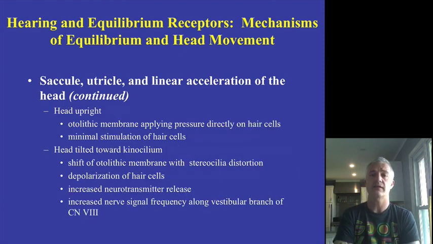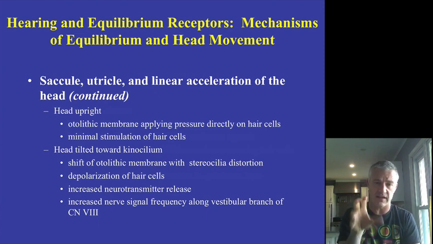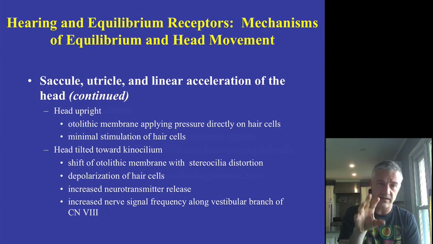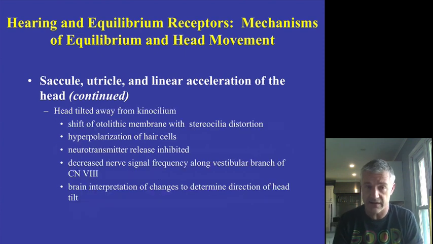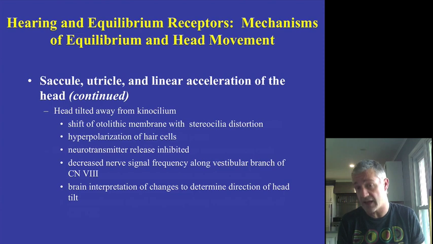When your head is upright, you're getting equal pressure and minimal stimulation. You're going to get a standard frequency of impulses being sent back to the brain. When you tilt your head and those stereocilia move towards that kinocilium, it leads to a depolarization of these hair cells and an increased nerve frequency. If your head tilts in the opposite direction, it moves them further apart, and you get a decreasing frequency and hyperpolarization of these cells, and your brain interprets that as your head being tilted in the opposite direction.